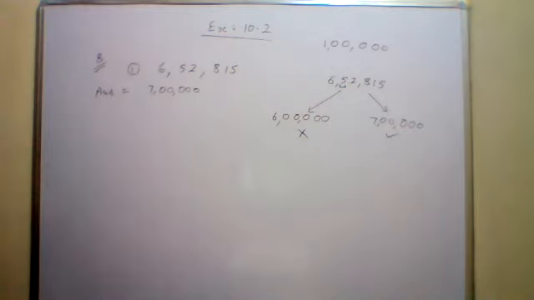Fifth part, the answer is 57 lakh. Sixth part, the answer is 22 lakh. Check your answer. Seventh part, the answer is 5 lakh. And then the eighth part, the answer is 66 lakh. Correct.